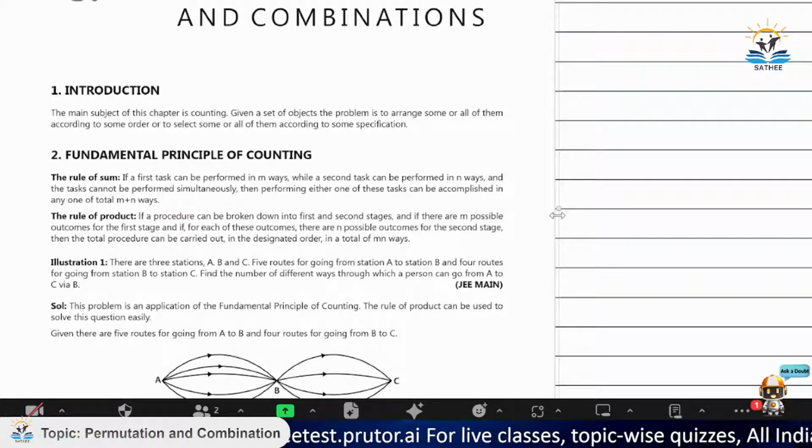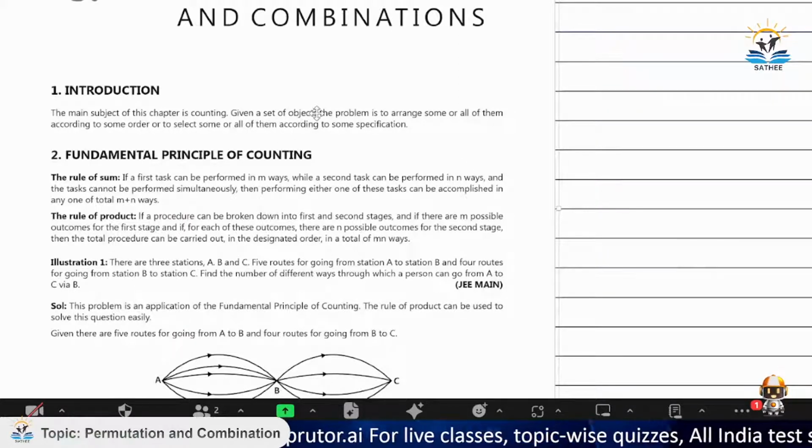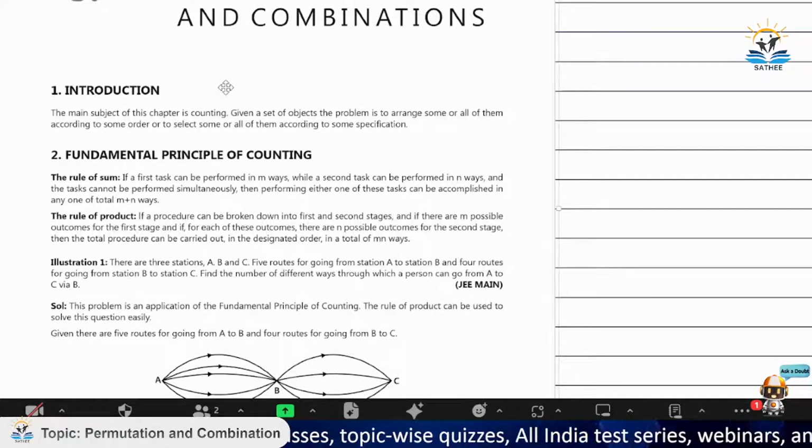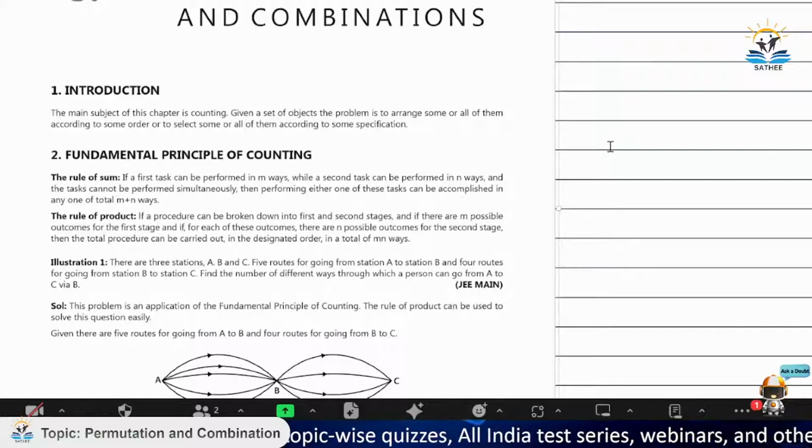Counting here is basically counting possible events or not possible events, right? So let's see what it says further. The problem is to arrange some or all of them according to some order, or to select some or all of them according to some specifications. Okay, this was a part of the elaborate definition of what we mean.